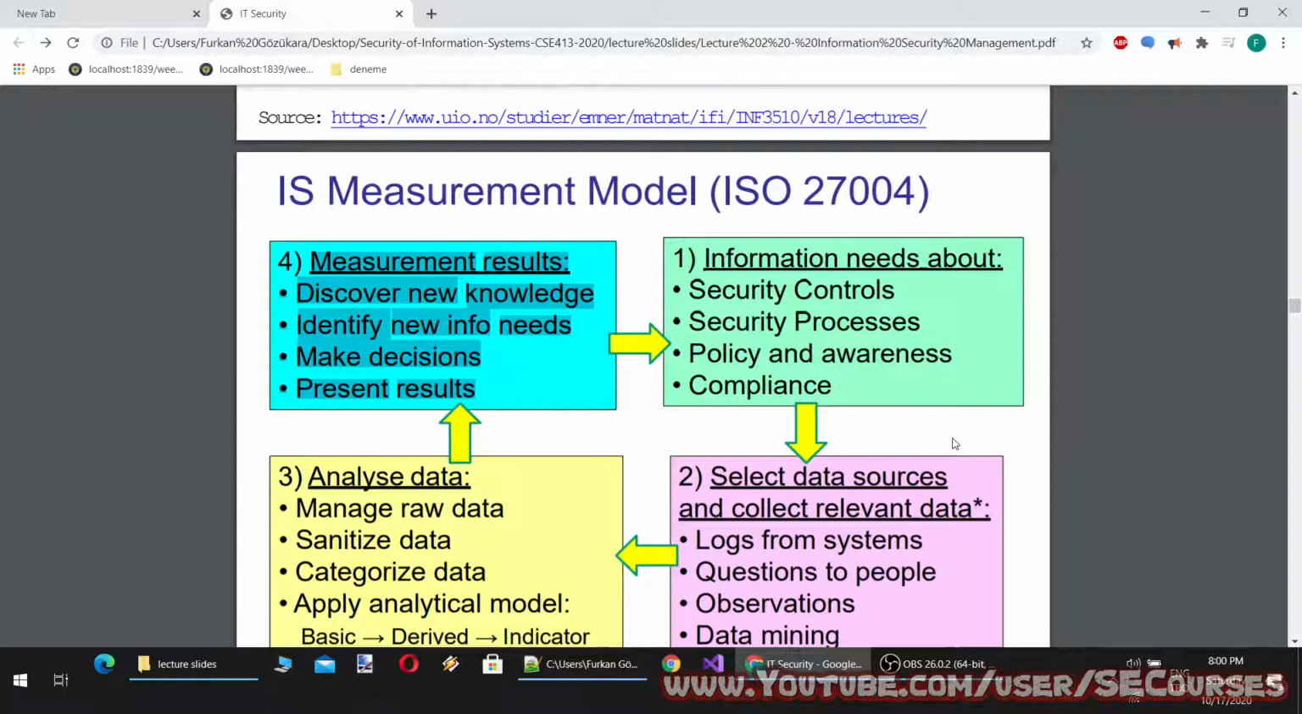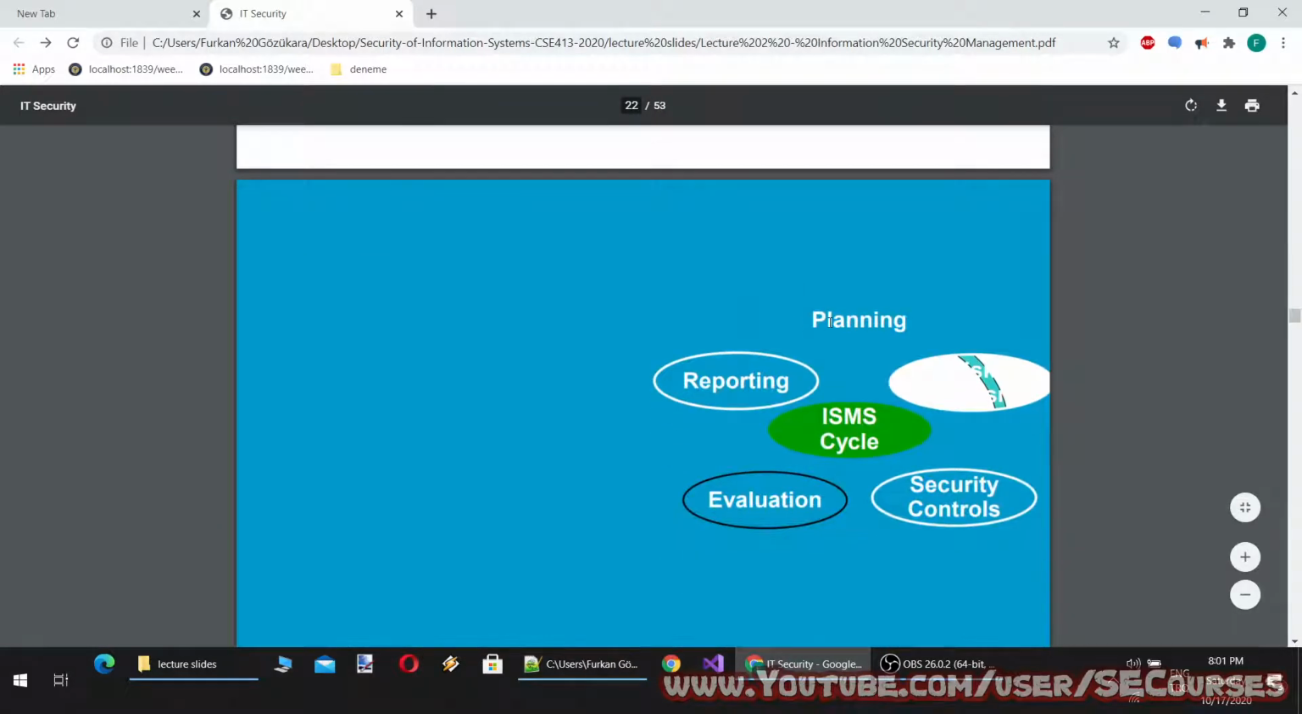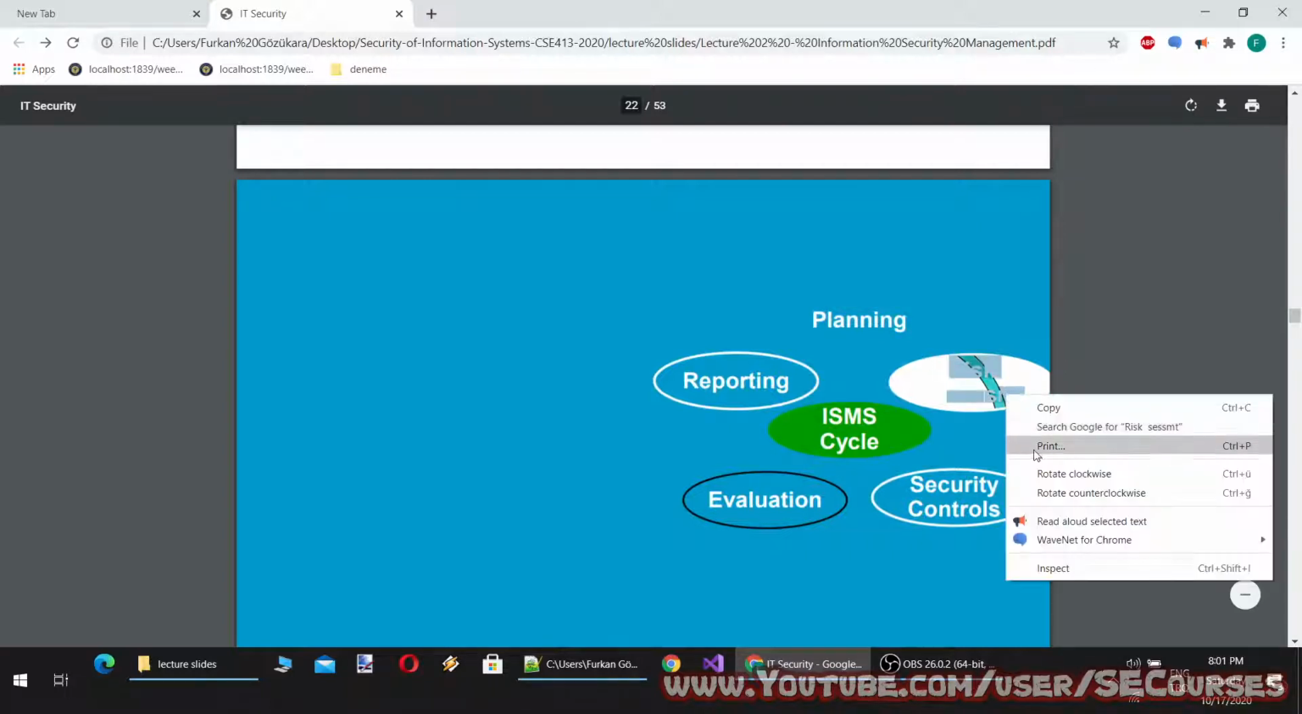So they are all in loops, in a circle. You first check your system, evaluate it, collect data, evaluate it, and if you find some vulnerabilities, some risks, you take the necessary actions and repeat the steps again. This way, you can always improve your security and improve your information systems management and such things. So there is planning, reporting, security controls, and evaluation, and risk assessment.